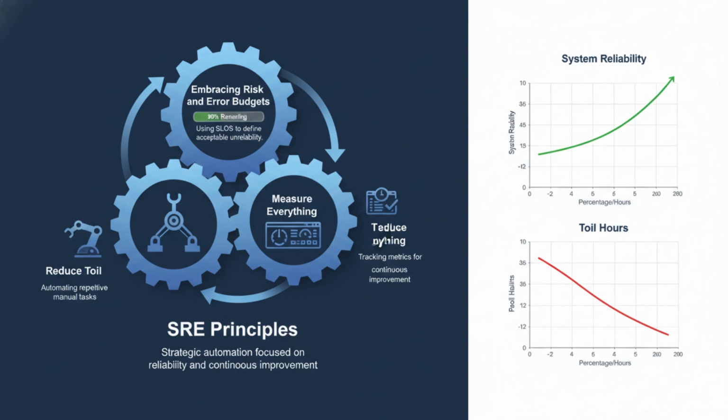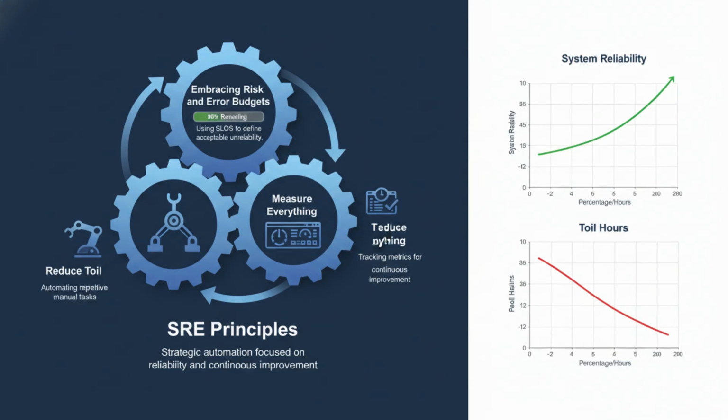Site Reliability Engineering, or SRE, provides a robust framework that perfectly aligns with the goals of automated integrity checks. Three core SRE principles are particularly relevant here. First, embracing risk and error budgets means understanding that 100% reliability is often unattainable and uneconomical. Instead, we define acceptable levels of unreliability through service-level objectives and use an error budget to guide development and operations. Integrity checks help ensure we don't spend our error budget on preventable misconfigurations.